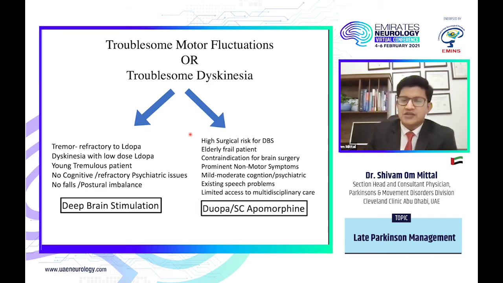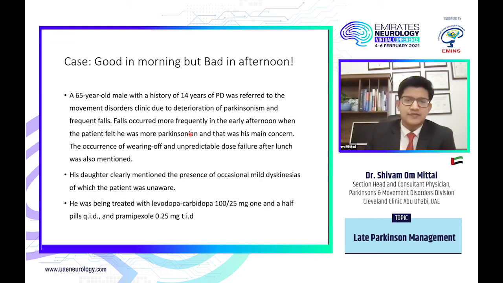But again, you have to tell them there's a natural way of giving dopamine directly into the intestine. And I think it's a great option for advanced Parkinson's disease patients. And so apomorphine works subcutaneously, so it is much easier than the Duopa pump. Now we'll go through some examples.